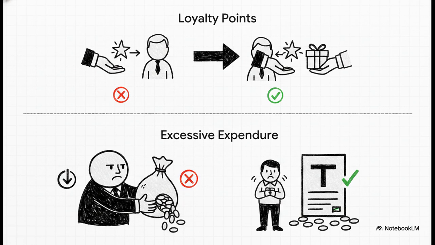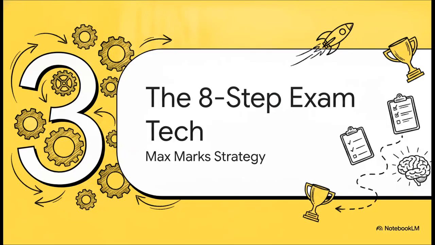Oh, and a quick reminder on excessive expenditure. If an employer pays an excessive salary, the unreasonable portion is disallowed for the employer, but it remains fully taxable in the employee's hands. All right, Section 3, the 8-step exam technique.